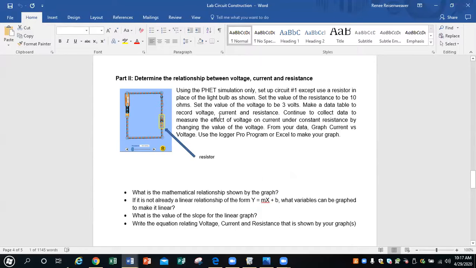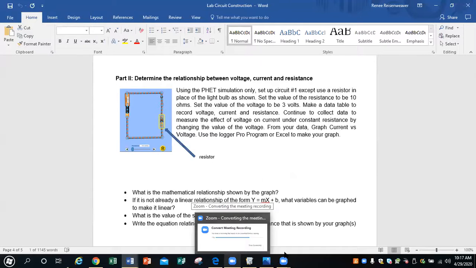So here is what you were supposed to do in this lab. You were to set up this diagram instead. And instead of using a light bulb, you can throw in a resistor. All that we're doing in this lab is taking a look at the effect of different voltages on different currents. Okay, so we want to take a look at that.